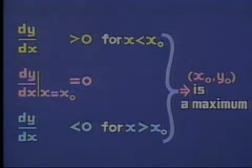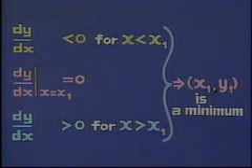Now we can very easily draw up the algebraic analog of the situation. To check whether a point on the curve is a maximum or not, we look at the sign of dy by dx in a neighborhood of that point. dy by dx greater than 0 for x less than x0, dy by dx at x equal to x0 is equal to 0, and dy by dx less than 0 for x greater than x0 imply that x0 y0 is a maximum. On the same lines, we can write the criteria for a minimum point.